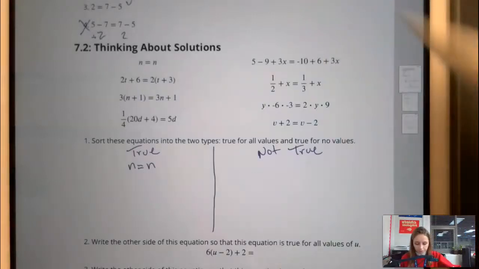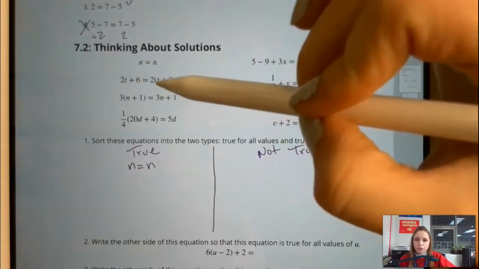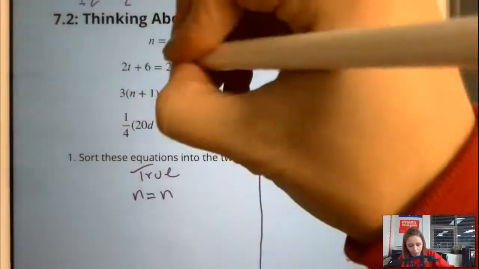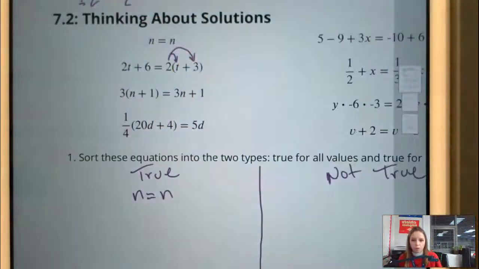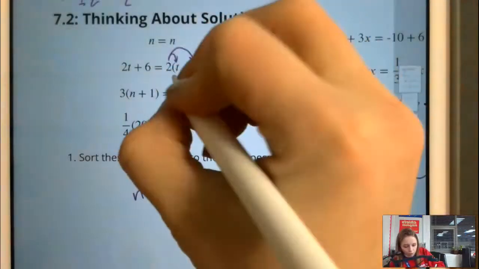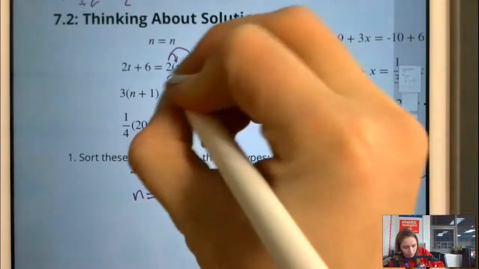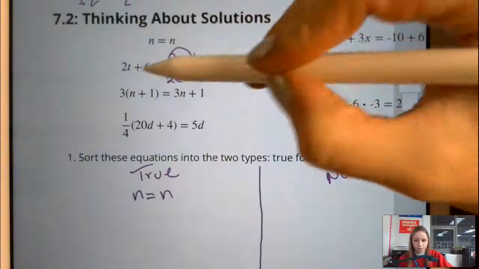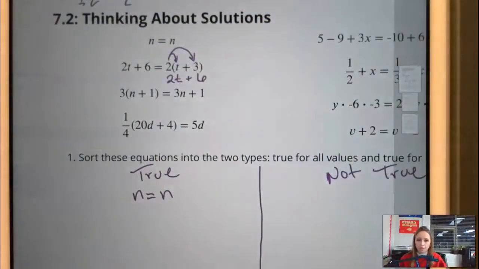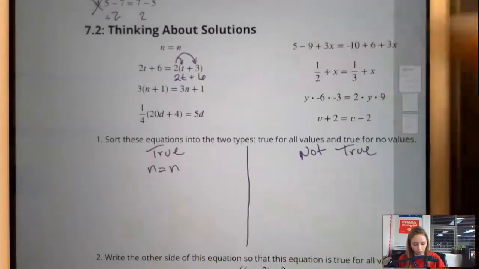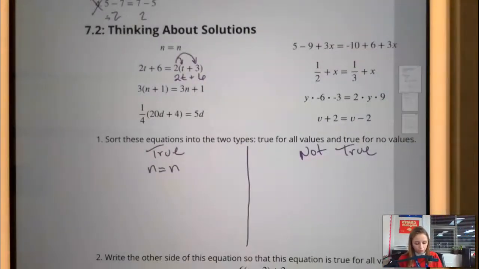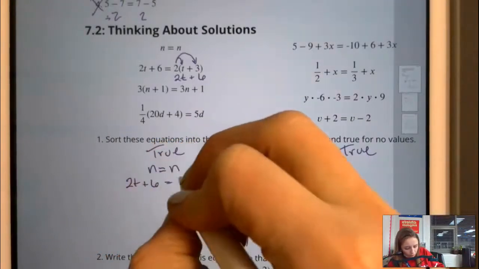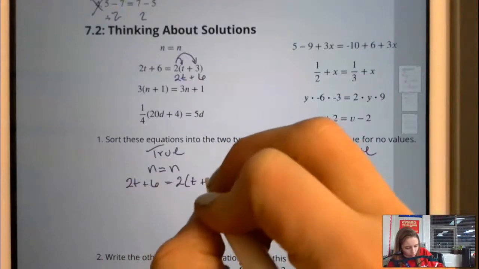Alright, this next one. 2t plus 6 equals 2 parentheses t plus 3. Well, let's go ahead and distribute this 2 to see if these would then be equal on both sides. So 2 times t is 2t, and then 2 times 3 equals 6. Now both sides of my equal sign are the exact same. So because of that, we know that all values would be true. So we're going to go ahead and write 2t plus 6 equals 2 parentheses t plus 3.